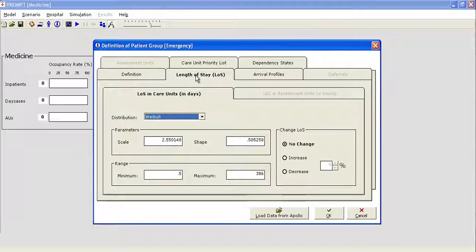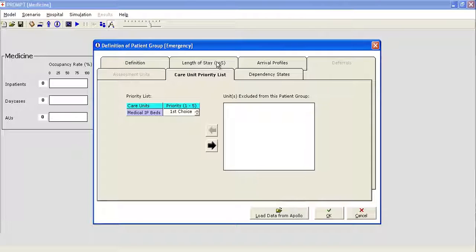Once we've simulated the patients arriving, we need to know how long they're going to stay. Again, that's sampled from a distribution which has come from Apollo, but it could be manually entered here. It has been shown that the best distribution to fit the length of stay for emergency patients in this particular hospital and data set was a Weibull distribution with the given parameters there. But again, this could be changed for a number of different distributions.